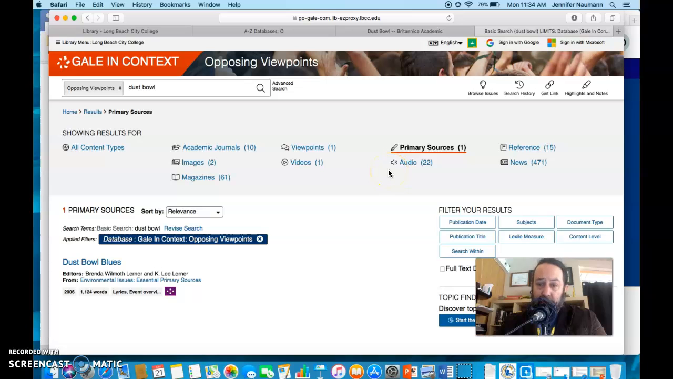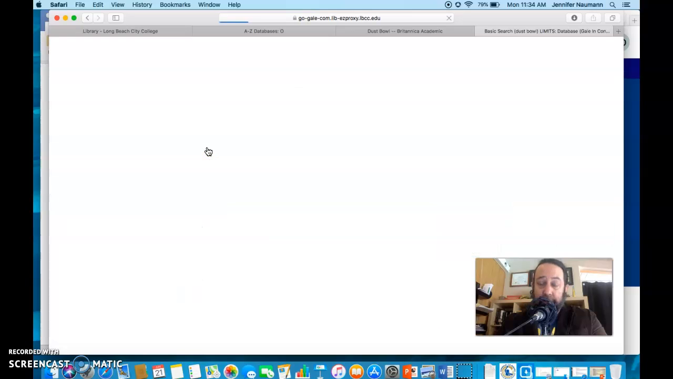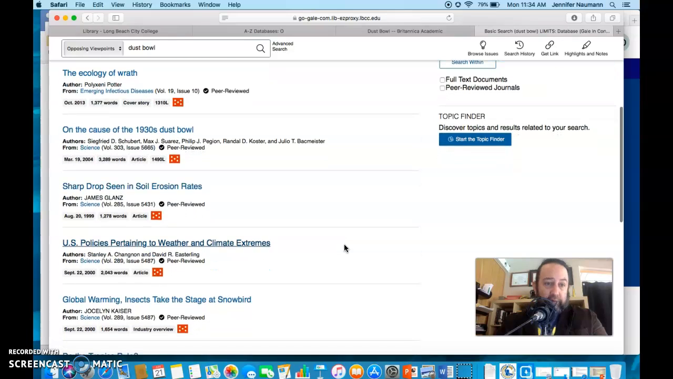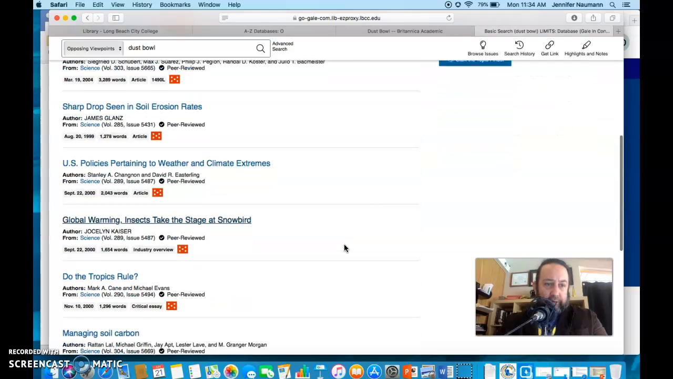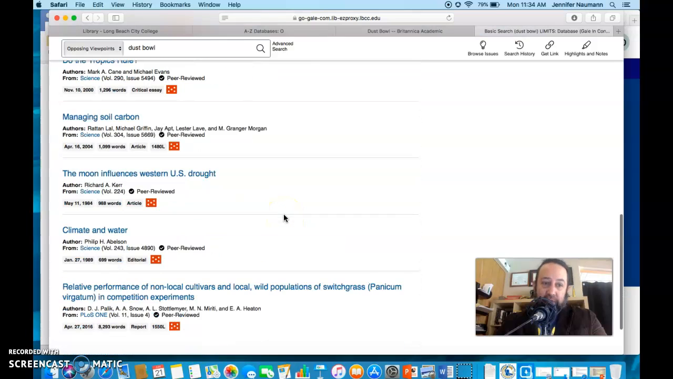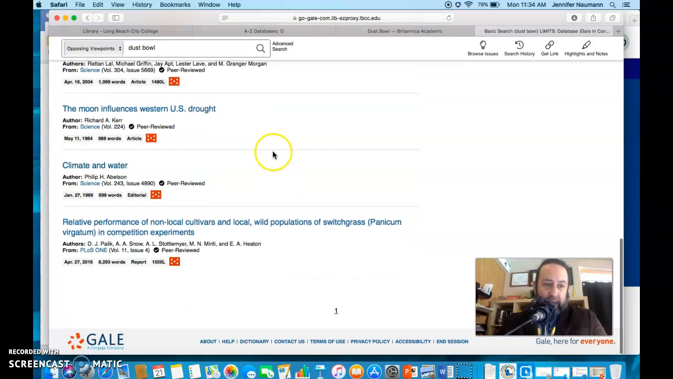All right, so these all look good. Mainly what you're looking for as a secondary source would probably be right here. Academic journals. The Ecology of Wrath. The Cause. Yeah, sure. I would think about what my primary source is and what I can show using that primary source and what I can analyze.